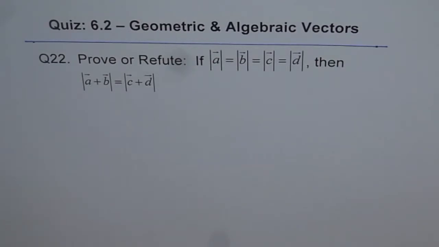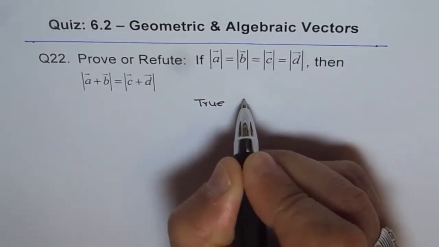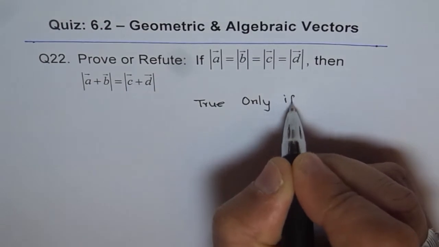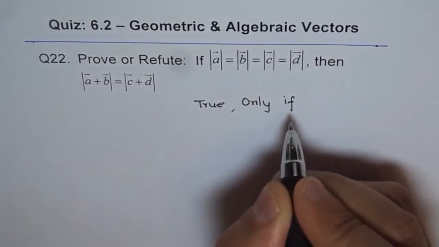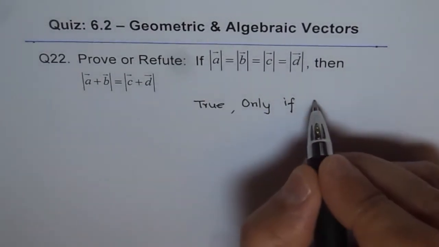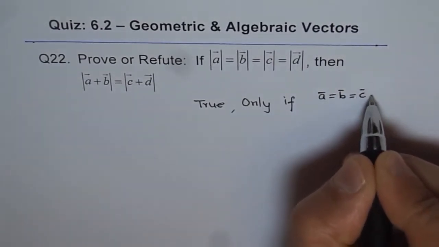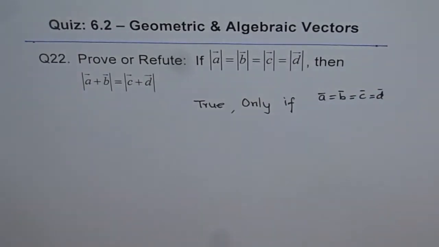So let me take an example where this could be true. We are talking about magnitude, but not direction. Vector is magnitude plus direction. That is it. So this statement is actually true only if all are in the same direction. That means if A vector is equal to B vector is equal to C vector is equal to D vector, then it could be true.